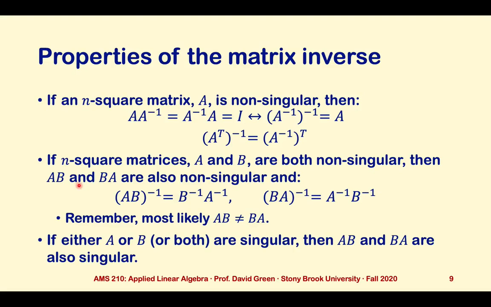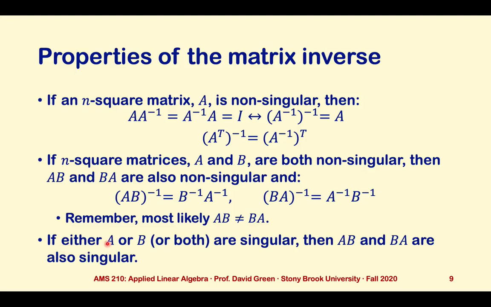Keep in mind that in general, A times B does not equal B times A for square matrices. There are some exceptions, but most likely for a randomly selected non-singular A and non-singular B, the matrix multiplication will not commute, which means these two inverses are different things.